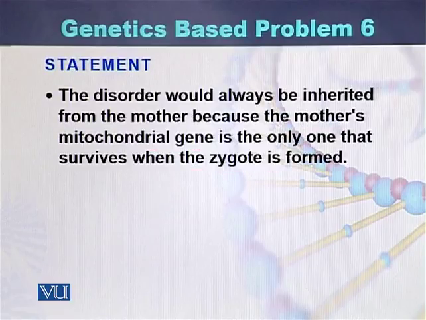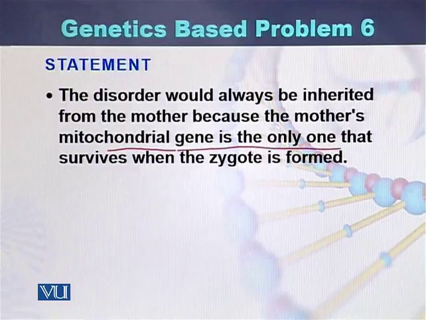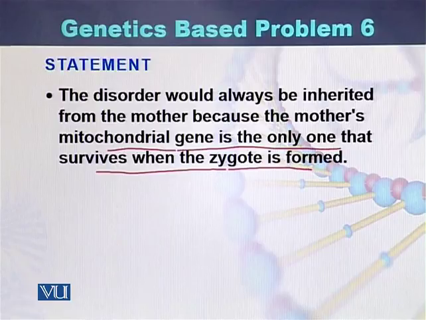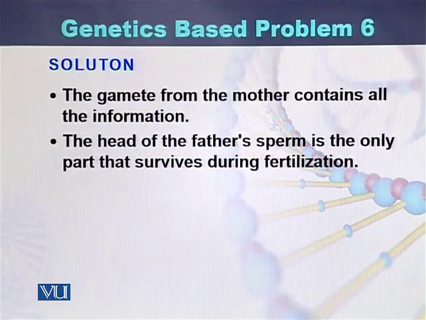The disorder would always be inherited from mothers, because we know that the mother's mitochondrial genes are the only ones that survive when the zygote is formed. During fertilization, the sperm fertilizes the egg, and during this process the mitochondrial DNA present in the sperm will not enter the egg. So this is the background of this information.